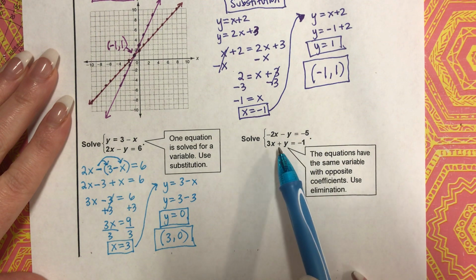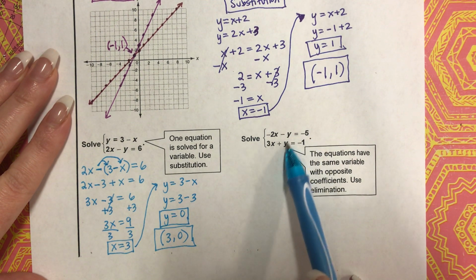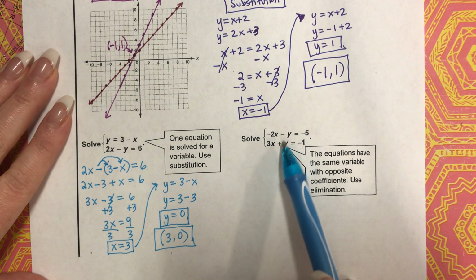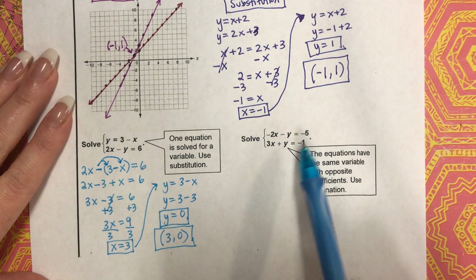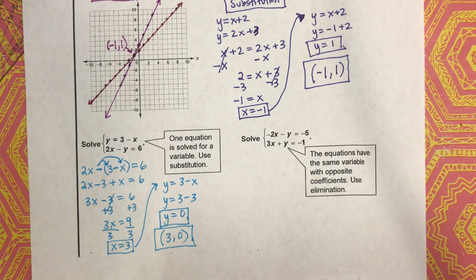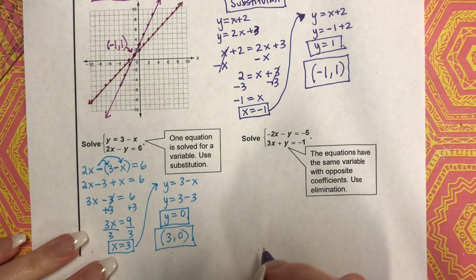However, what I do notice is the equations have the same variable y, with the same number in front, but they're opposite coefficients. There's a 1 here and a 1 here, like whenever there's nothing, there's a 1. But it's a positive 1 and a negative 1, so we know that would eliminate pretty easily. So this would be an obvious example that we should use elimination. So let's just go ahead and do that.